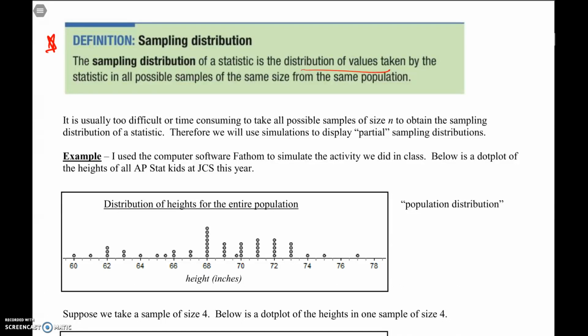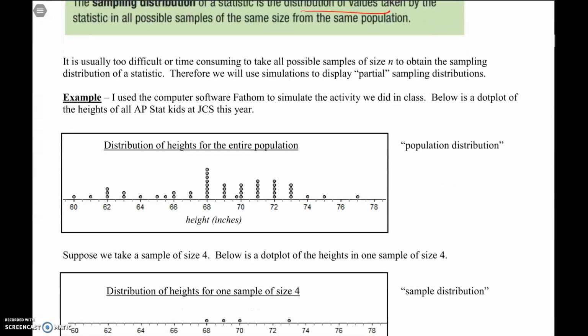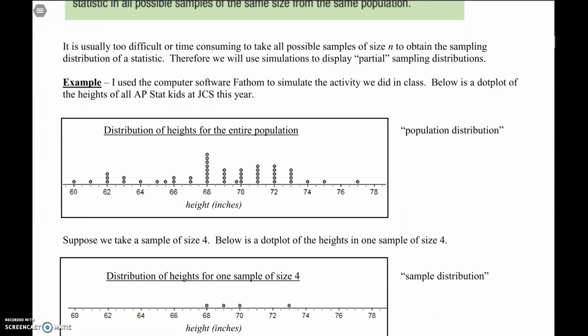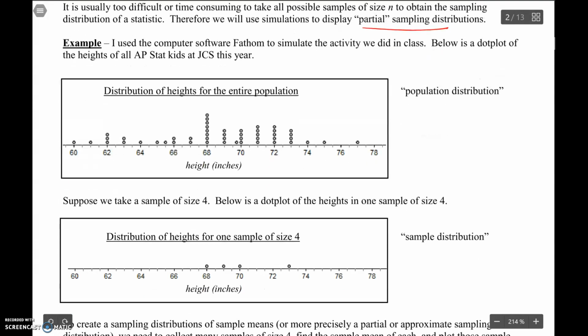I think the best way for me to try to describe it is to show you an example. Now, we did an activity in class, but if you weren't in class, I'm going to walk you through what we did. It is usually too difficult or time-consuming to take all possible samples of size n to obtain the sampling distribution. Therefore, we will use simulations to create partial sampling distributions. I'll try to talk about that here in a little bit.